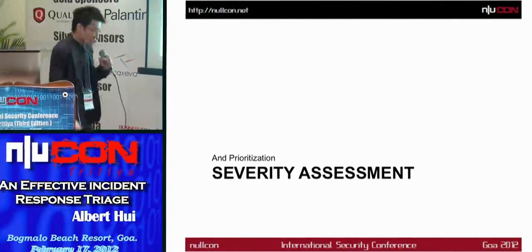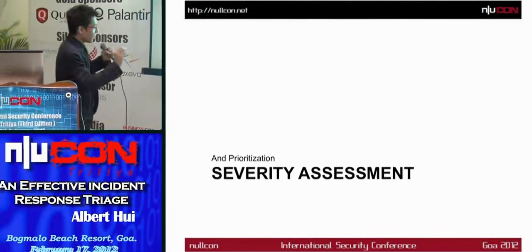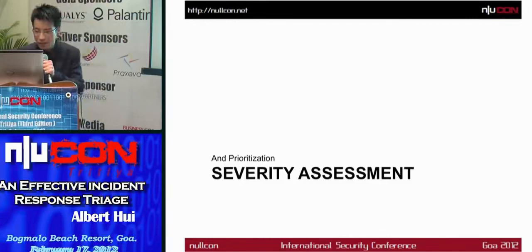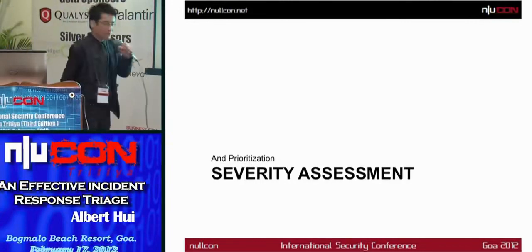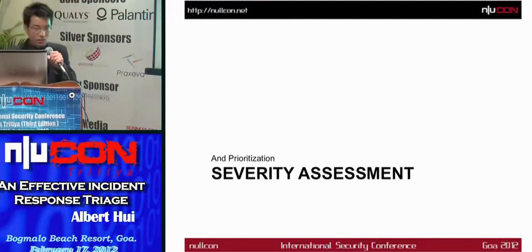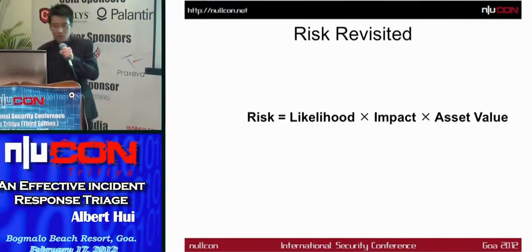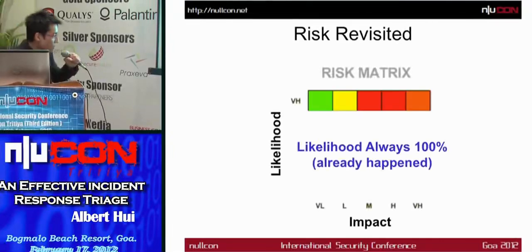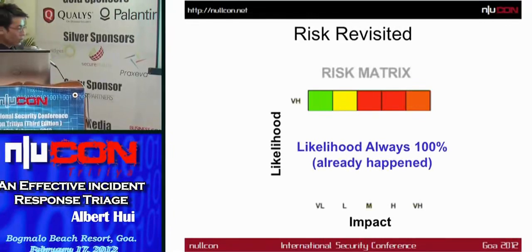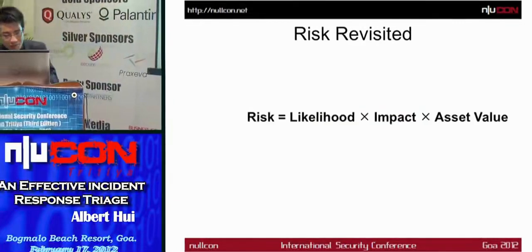Now, some boring old school stuff. We all know that risk has these dimensions: likelihood, impact, and asset value. It's very tempting to throw around a traditional textbook risk matrix like this to determine the risk. However, in an incident response scenario, the likelihood is always 100%, and the risk matrix will not be of any value in this case. So when we look at the risk, the likelihood is always 100%, and the asset value, only you know what your stuff is worth. So we are left with impact.